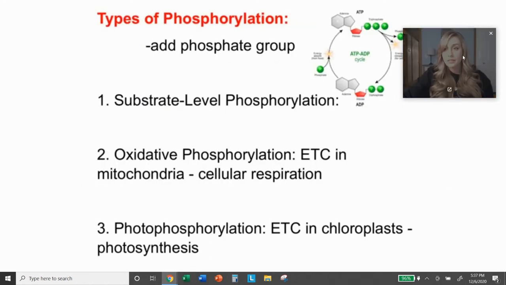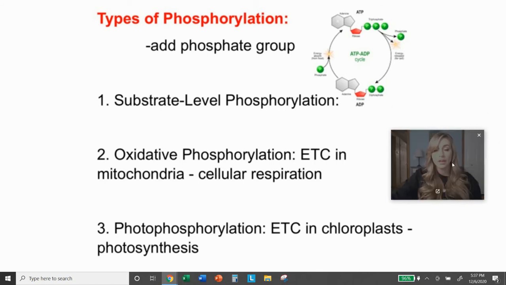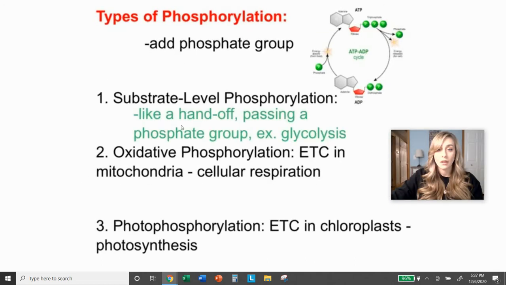I'm going to discuss a few types of phosphorylation throughout this process. Phosphorylation is just a fancy term for adding a phosphate group. This could happen at the substrate level. This is essentially just a handoff. One molecule is giving another molecule a phosphate. So for example, the phosphorylation that occurs in glycolysis, which we're going to look at in a second, would be considered substrate level phosphorylation.